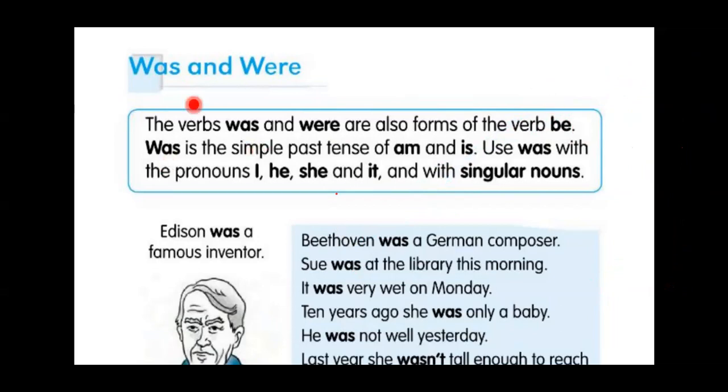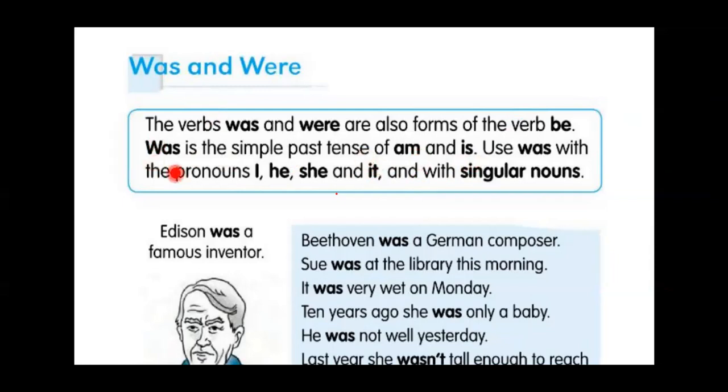Are was and were action verbs? Do they tell action? No. They are called helping verbs, or auxiliary verbs. Was is the simple past tense of am and is. So for past tense we will use was.